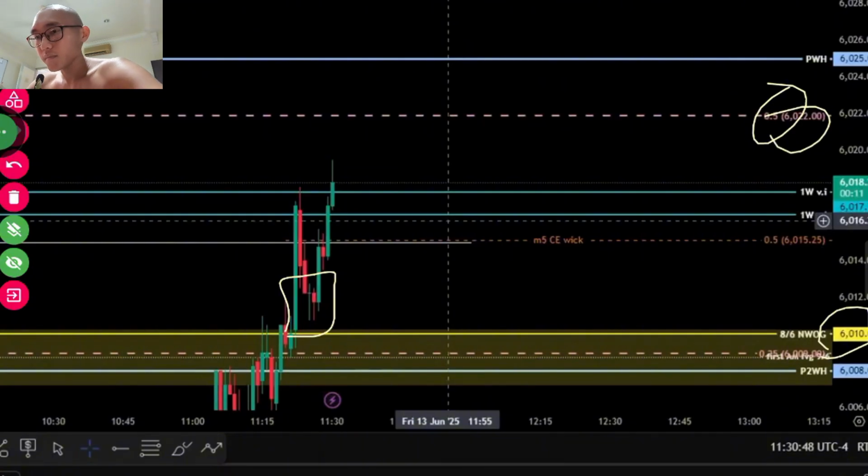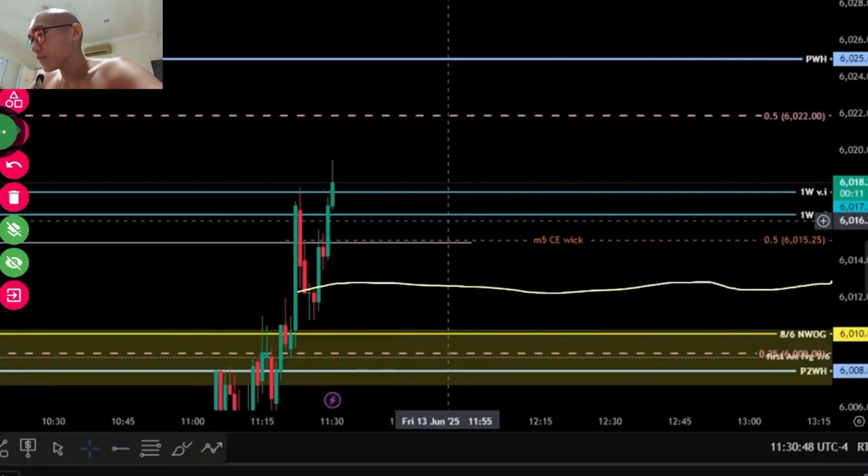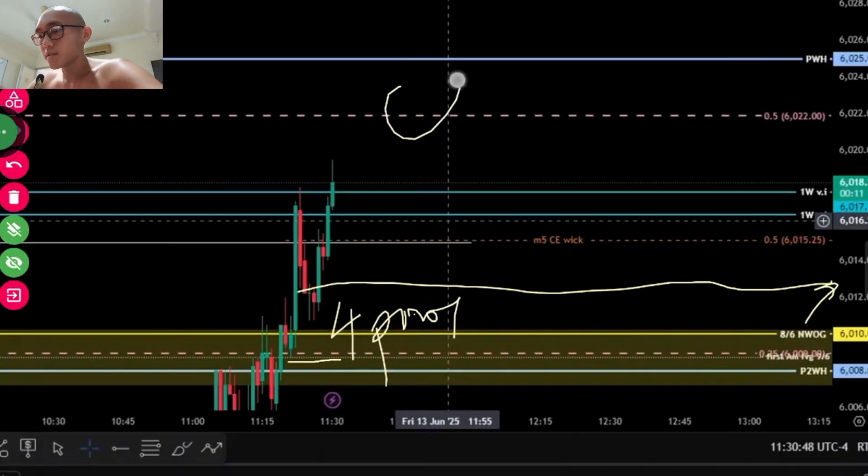If you draw a line, let's say you enter here, it's roughly at 6013, and the stop loss will be right below here, that means 6009. 6013 to 6009 is roughly a 4 point stop loss. Then aiming for this, you get your 5 handles from 6013 to 6018. So at 6018, there go your 5 handles already.